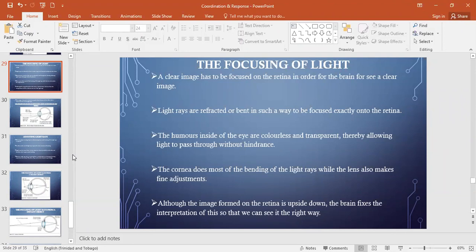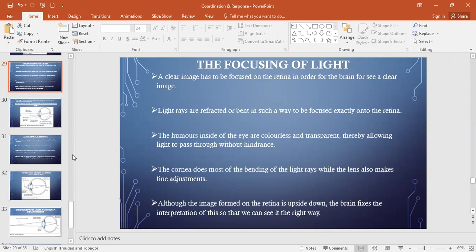Now, interestingly enough, when you see an image the first time, before your brain processes it, it is actually upside down. That's shown in the experiment with the pinhole camera. When you see the light image, initially it is upside down, but then your brain processes it and turns the image right side up, so you are able to see the image as it actually is.